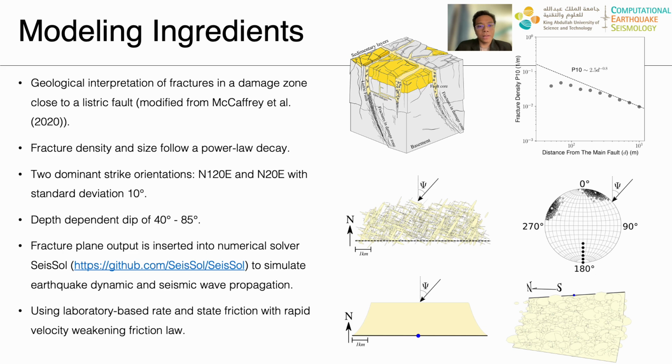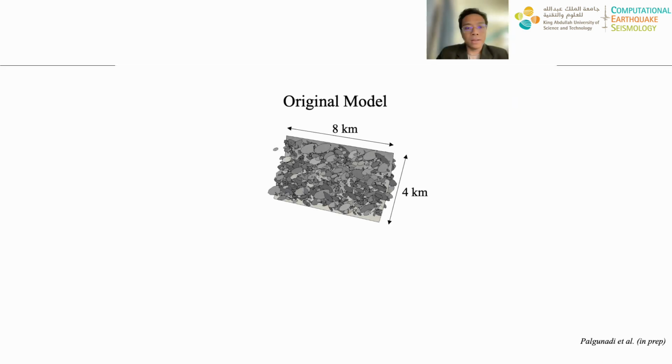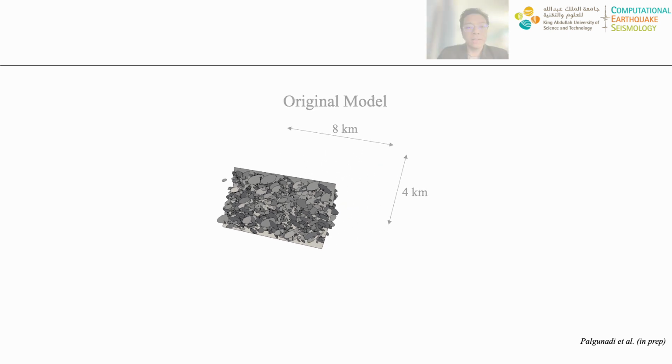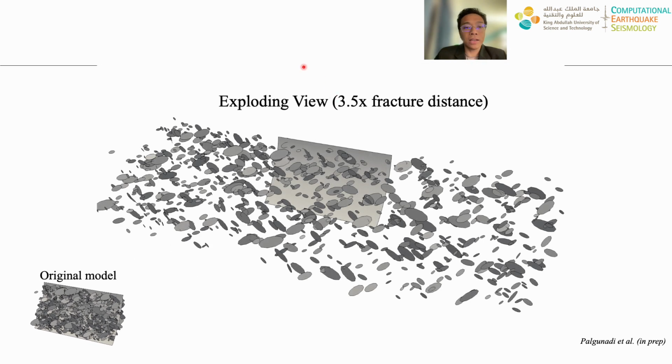Next, to show the result, we use an exploding view to better visualize the slip rate evolution. As you can see, this is the original view. And then this is the exploding view that is represented by 3.5 times the original fracture distance.